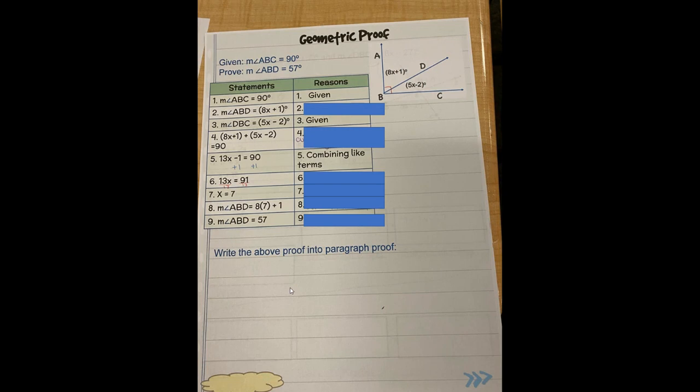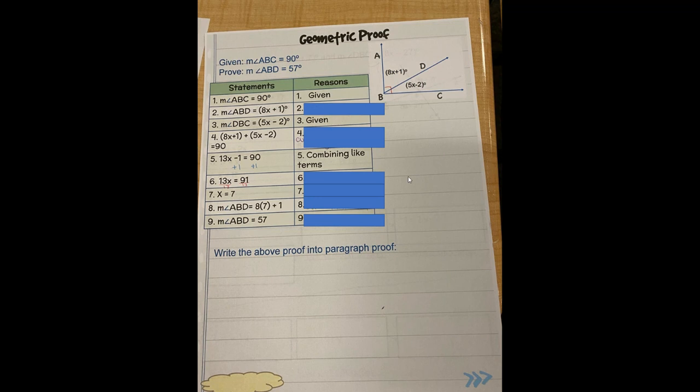Now that we know how to write our proofs for algebraic things, we are going to move into geometric proofs. A lot of times we are going to be given some information, and then we might be given a picture that also gives us more information, and then asked to prove something.